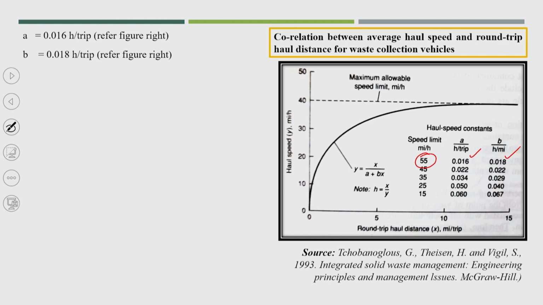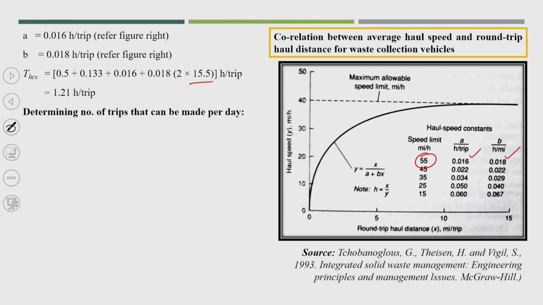It is possible that in the exam this graph will be given, otherwise the values will be available in the exam itself, like the A and B values that have to be assumed. Now, TSCS we will calculate, that is PSCS plus S plus A plus BX. Here, for BX we know the distance is 15.5 miles. That is multiplied by 2, the round trip haul distance. So, that is coming to 0.12 hour per trip.